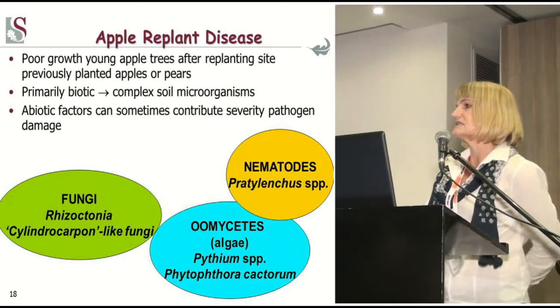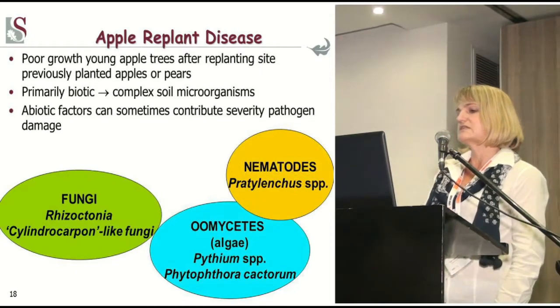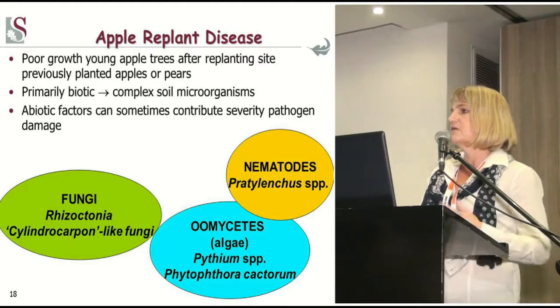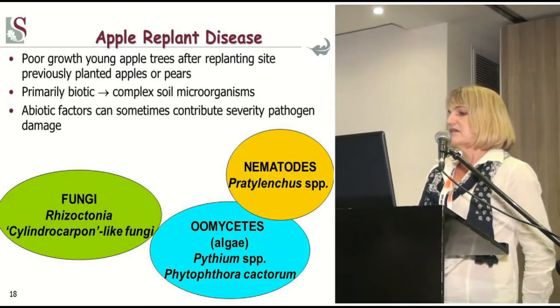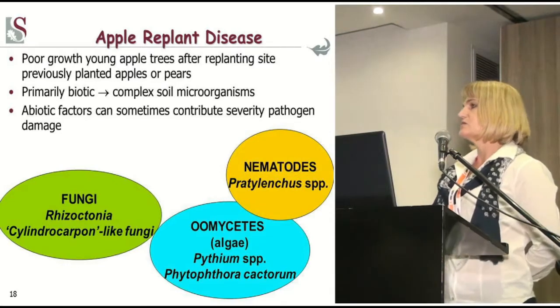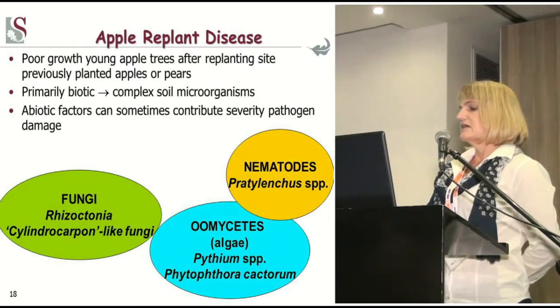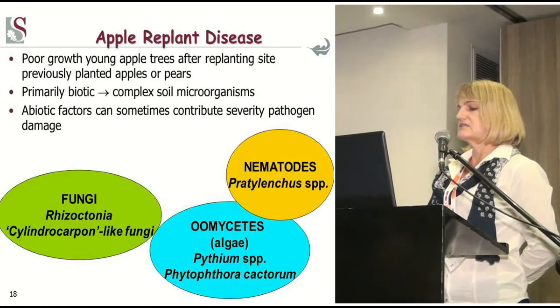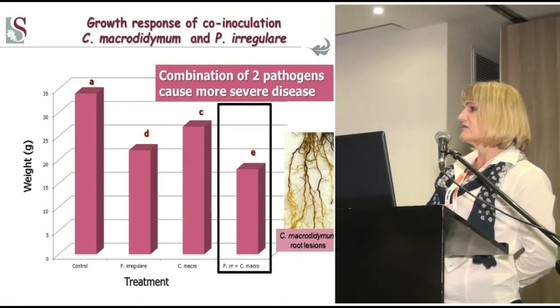Then the last disease is apple replant disease. This is the stunting of trees when they are replanted onto soil that previously had apple on it, and this is a very complex disease caused by 3 groups of organisms which differ widely in their activity, and this is why it's very difficult to control the disease.